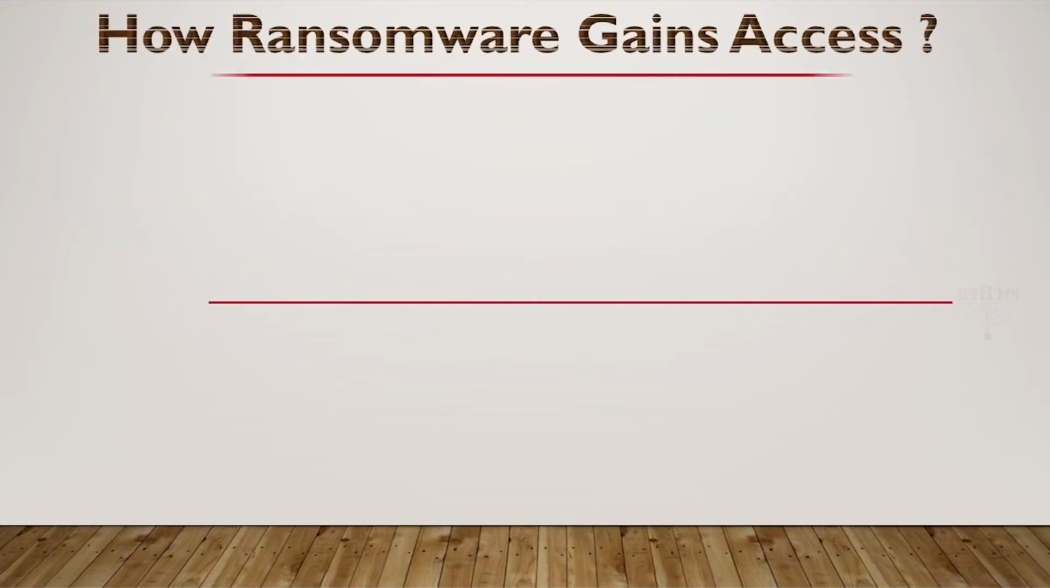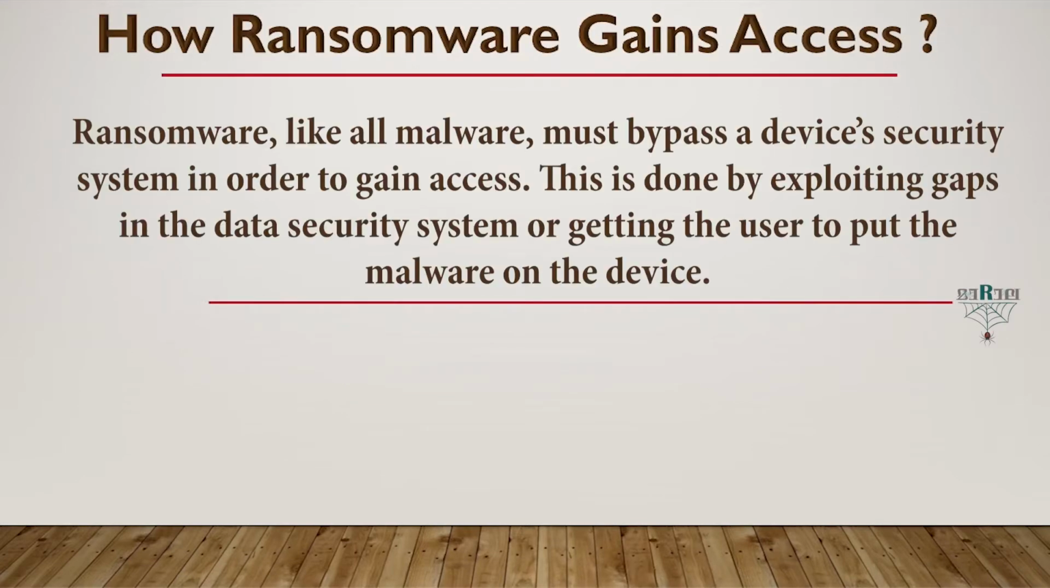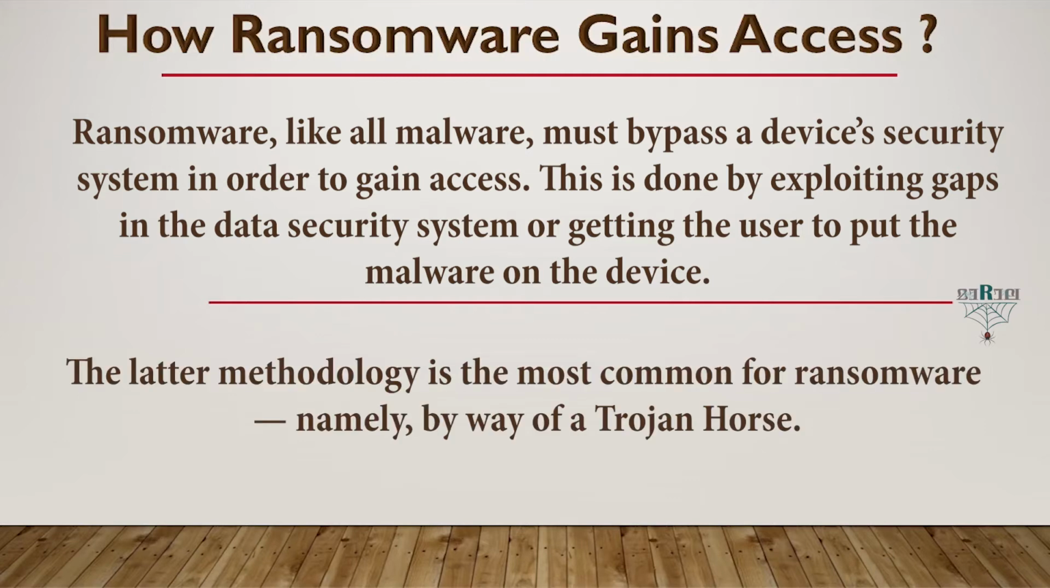How ransomware gains access. Ransomware, like all malware, must bypass a device security system in order to gain access. This is done by exploiting gaps in the data security system or getting the user to put the malware on the device. The latter methodology is the most common for ransomware, namely by way of a Trojan horse.